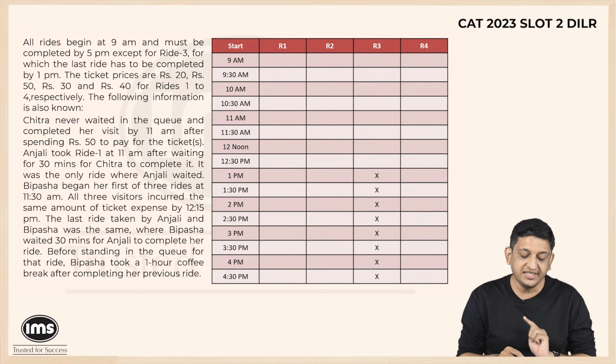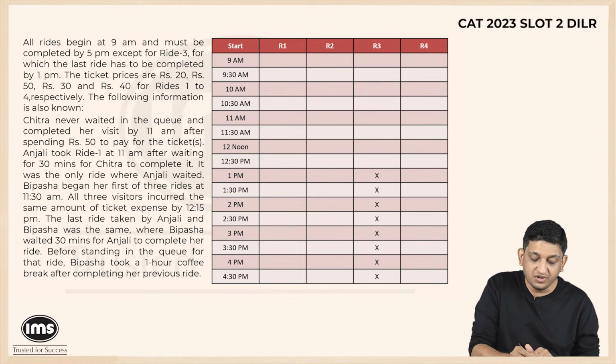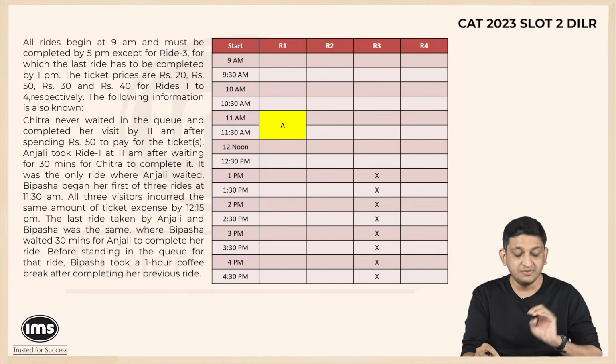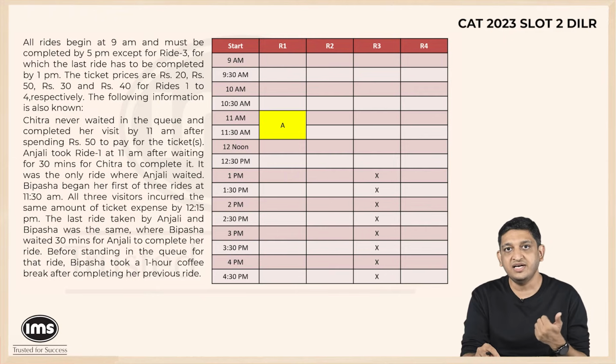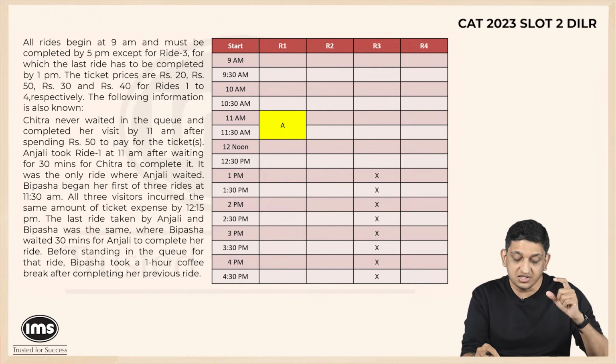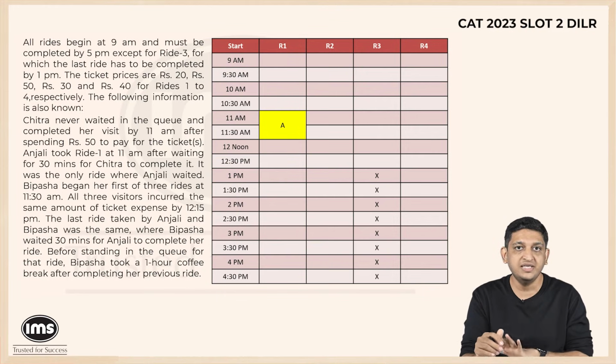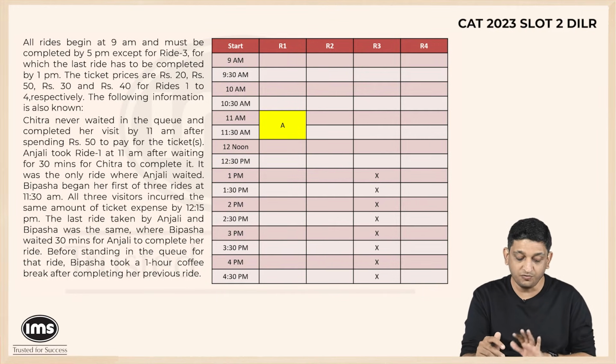Now the first thing that you have to understand, what is the first thing that you have to understand? You know here that Anjali took ride 1 at 11 a.m. after waiting for 30 minutes for Chitra to complete it. Now that tells us one simple thing. If Anjali has taken ride 1 at 11 a.m., it means that she was inside R1, ride 1, from 11 a.m. to 12 noon, which means 11 to 11:30, 11:30 to 12 is what Anjali has been in ride 1. So that is what we know for sure.